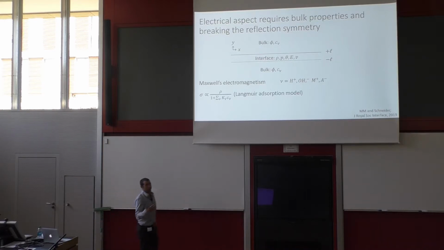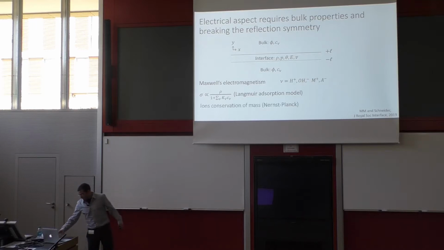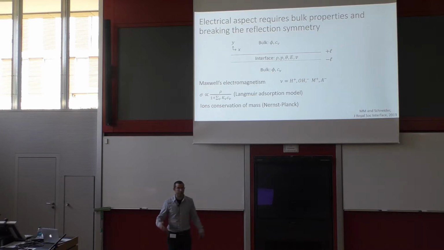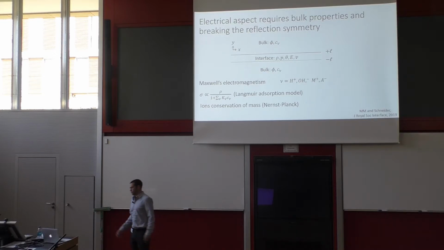And the charge density of the interface is linearly proportional to the density of the material. But if particles adsorb into the system, it reduces the electric charge, the charge density. So I'm using the Langmuir adsorption model, which has been used in different independent systems. And the dynamics of the particles in the bulk are described by the conservation of mass. So basically they can move because of random diffusion and due to electric fields.